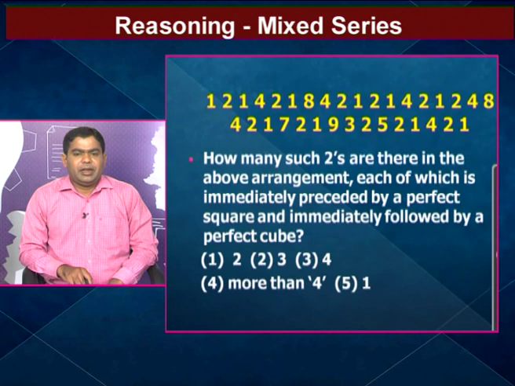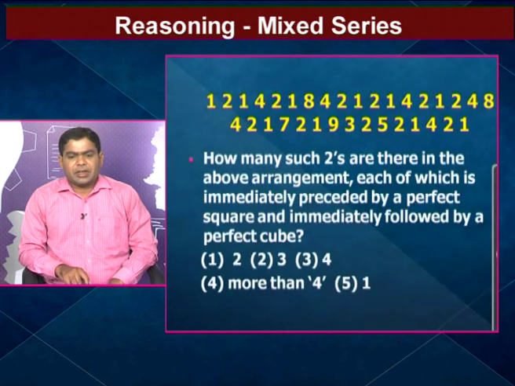Perfect squares: the least perfect square is 1. 1 is a perfect square as well as a perfect cube. Perfect squares are 1, 4, 9, 16. Perfect cubes are 1, 8, 27 and so on. In our given series, all are single digits. At least we should remember up to 10 the prime numbers, odd numbers, even numbers, perfect squares and perfect cubes.